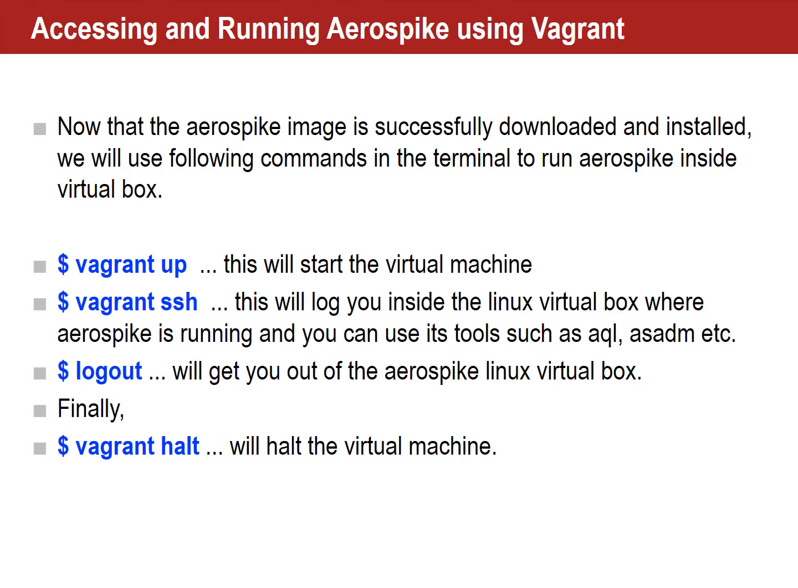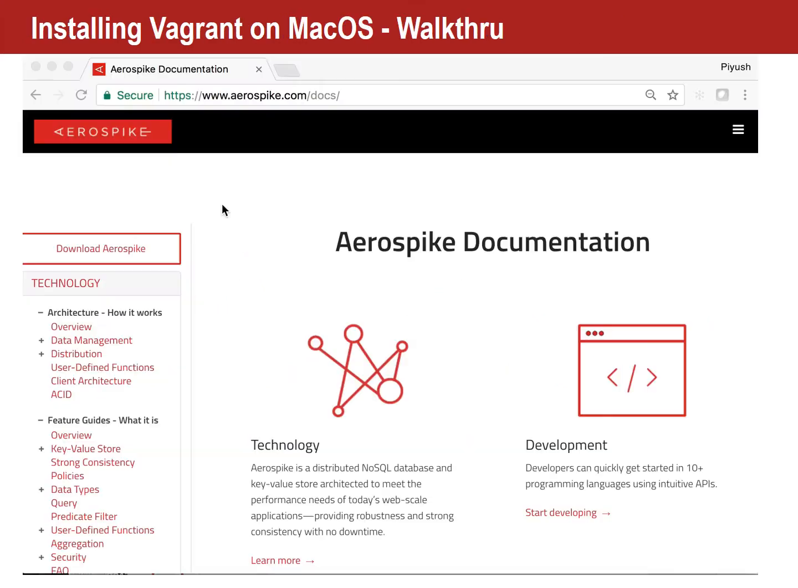Now that we have successfully installed the Aerospike image, let's use the following commands to run Aerospike inside the VirtualBox. Vagrant up will start the virtual machine. Vagrant ssh will log you inside the virtual machine, so you can then access the Aerospike server and its tools, including the AMC server. Then you can log out of that virtual machine, which will get you out of the virtual machine. And finally, vagrant halt will halt the process, so you can go back to doing other things on your MacBook. A quick video walkthrough of what we just discussed.